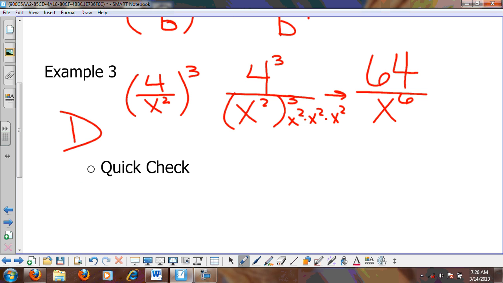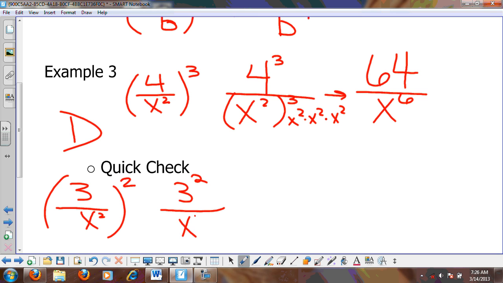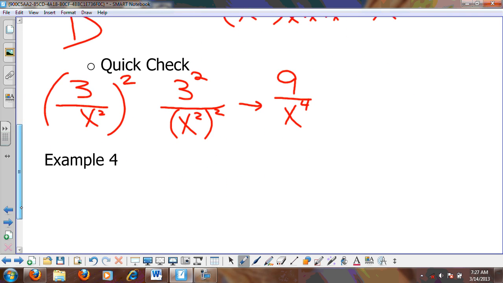3 over x squared, to the second. 3 squared over x squared squared. 3 squared is 9. x squared squared, 2 times 2 is 4, so x to the 4th. Okay? Looking at this expression down after the quick checks.